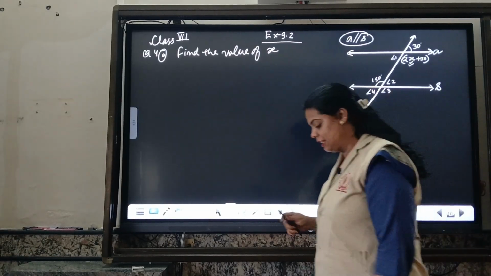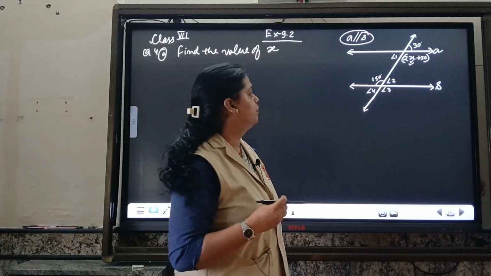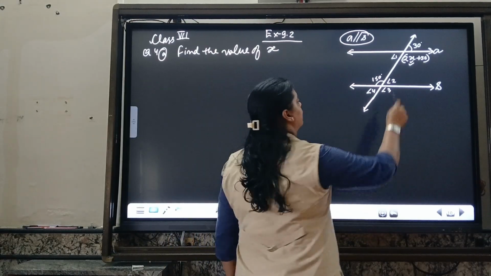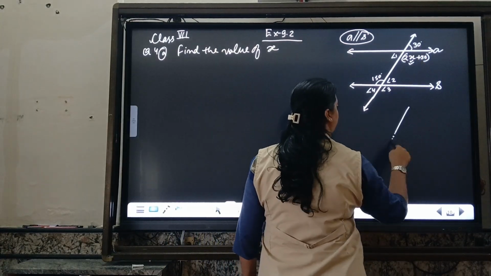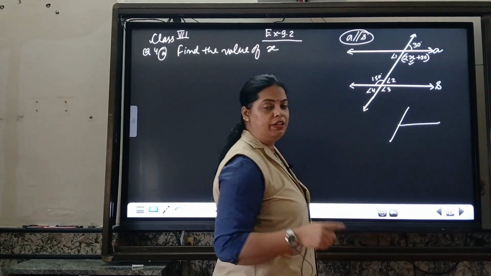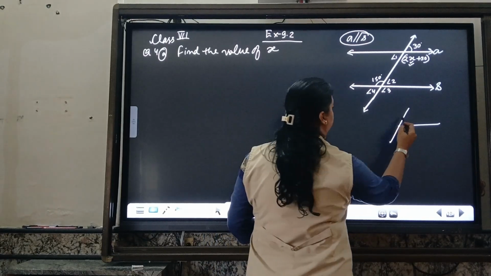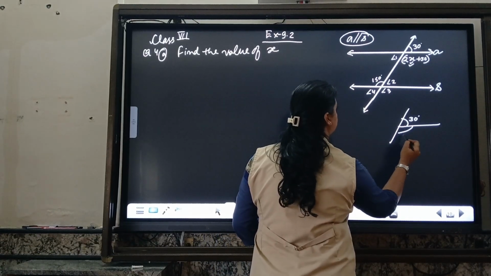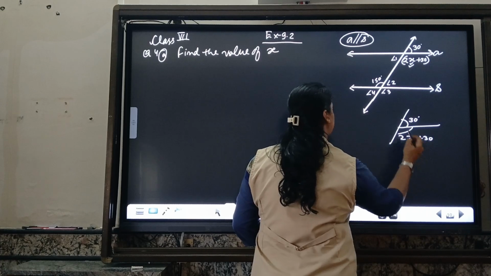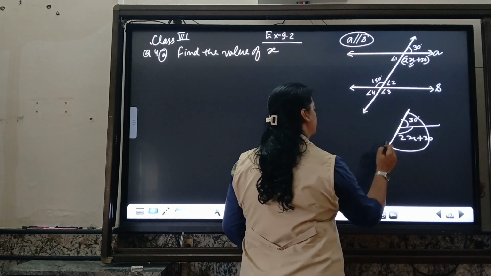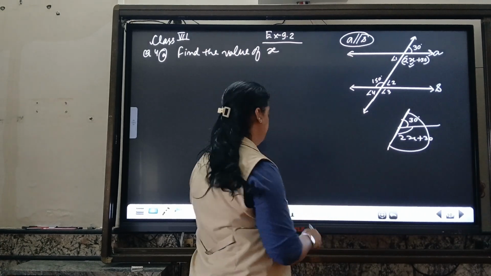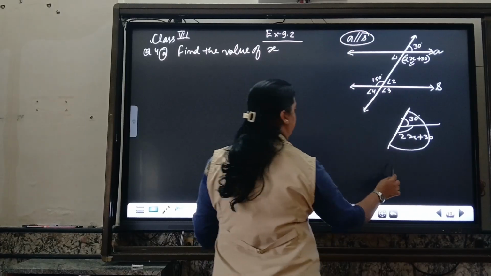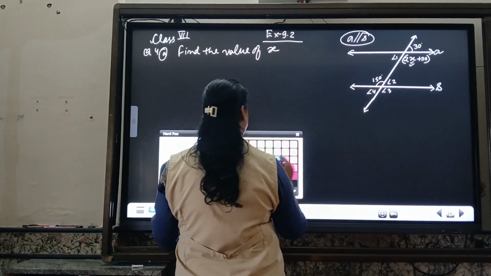As we can see easily, 2x plus 30 and 30 are formed by one common arm. This one is 30 and this is 2x plus 30. So they are forming linear pair angles, so their sum should be 180. So I will write the same lines for the solution.